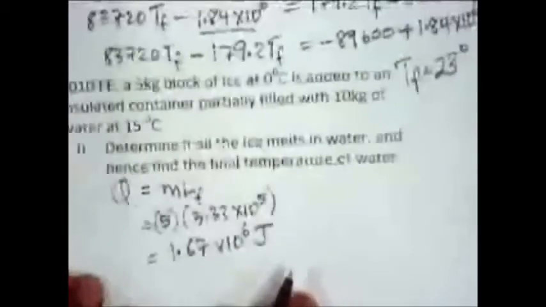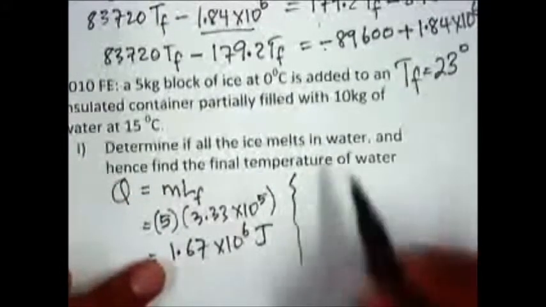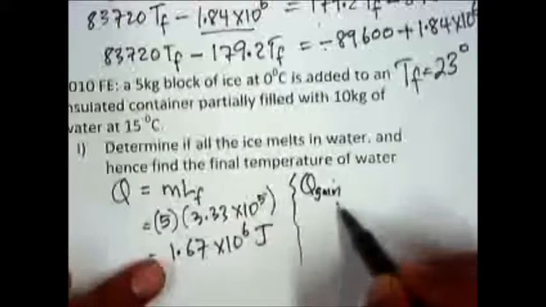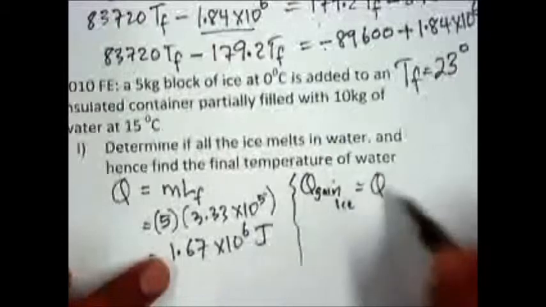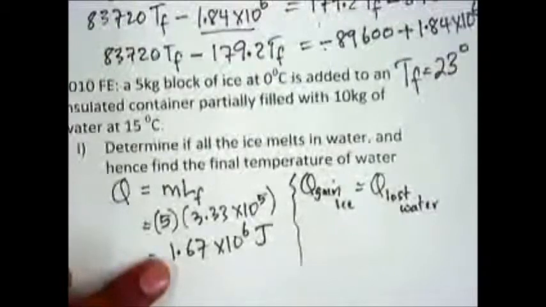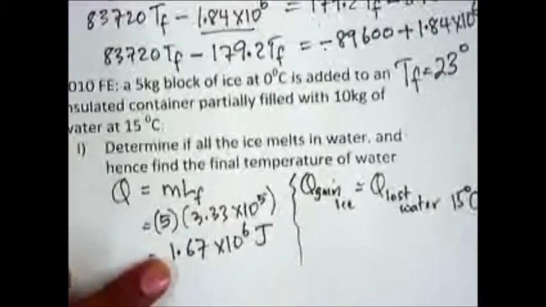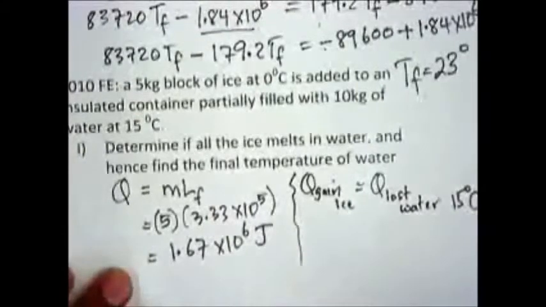Okay, but the amount of heat that is gained by the ice, when ice gains heat, only then it will melt, right, is equal to heat lost by water, which is at 15 degrees Celsius. So the change in temperature of the water is going from 15 degrees Celsius to 0 degrees Celsius. Okay, so there is a change in temperature.